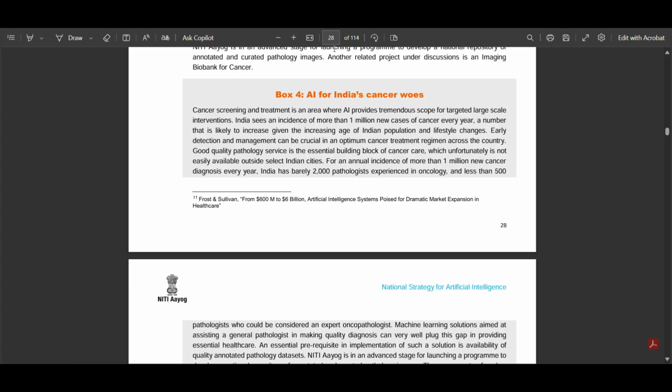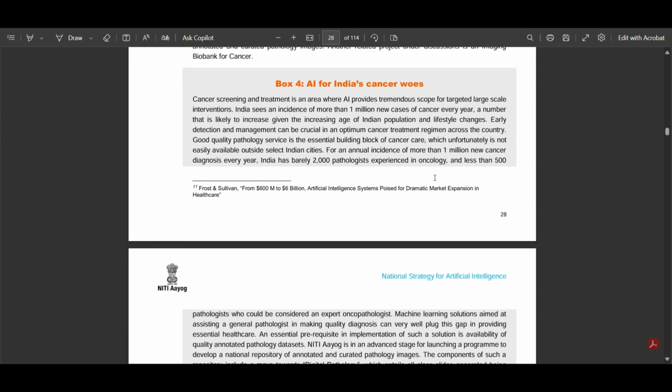Now, if we move to page 28, we can see that it talks about cancer screening and pathology analysis. Every year, India registers over 1 million new cancer cases, yet there are only around 2,000 trained oncopathologists.